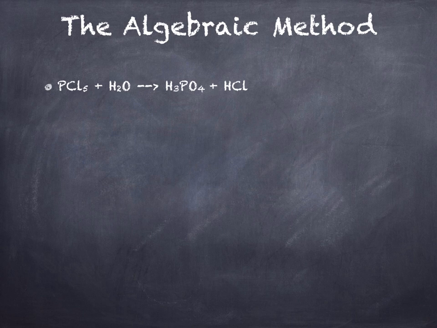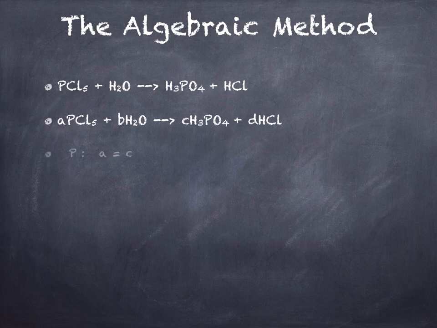So you're just going to put unknown variables in front of all the molecules and atoms we have. So we're going to put an A, B, C, and D. Now, we notice that A must equal C, because phosphorus has to be equal on both sides. C is in front of the phosphorus on the product side, and the phosphorus on the reactant side would be A. So A must equal C under all circumstances.